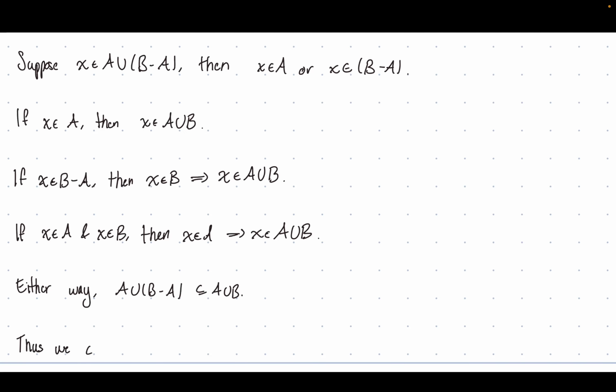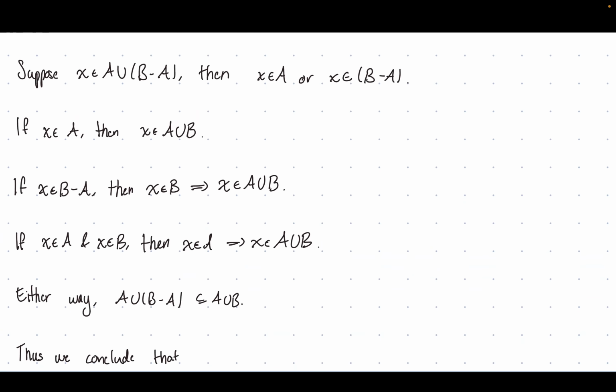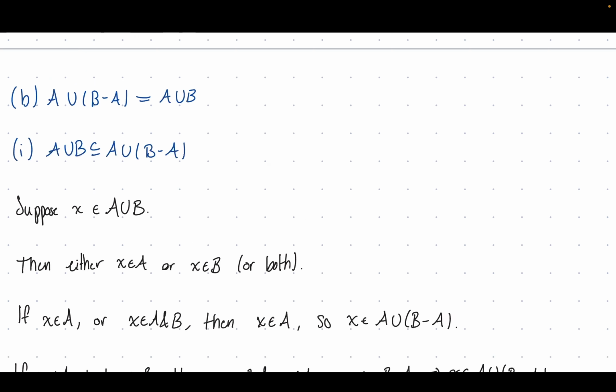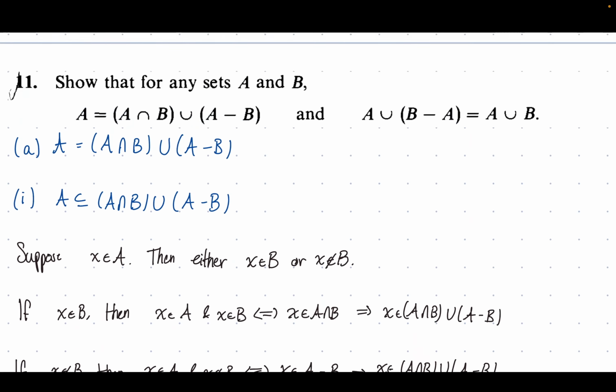Thus, we conclude that A union B minus A is equal to A union B. Sorry for the bad handwriting at the end. I hope it's legible. But anywho, this is it for exercise, what was it?